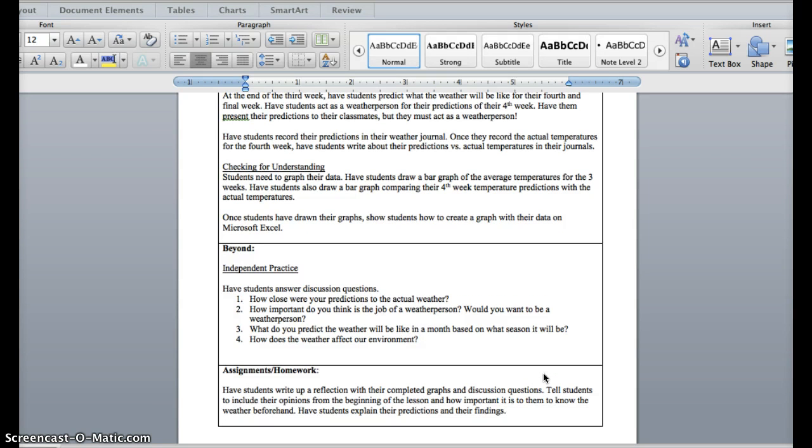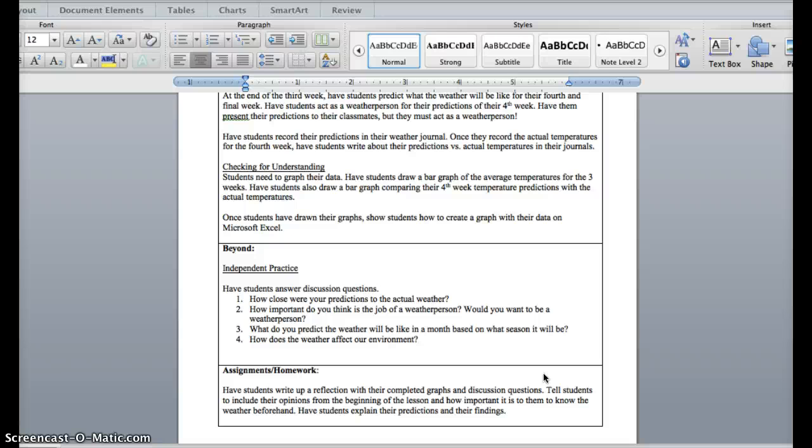They also have independent practice, just some discussion questions to get them thinking about the end of their data, like how they think the job of a weather person is important, what they think the weather will be like in a month, just keep predicting, and how does the weather affect our environment. And I think that's really important. At the end, which is really important, students will write a reflection based on the whole lesson.